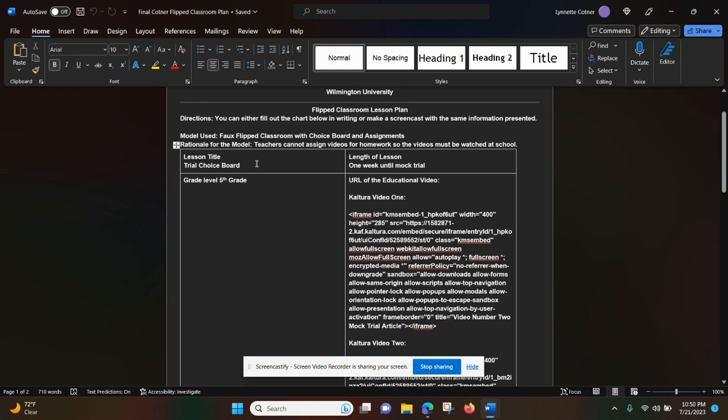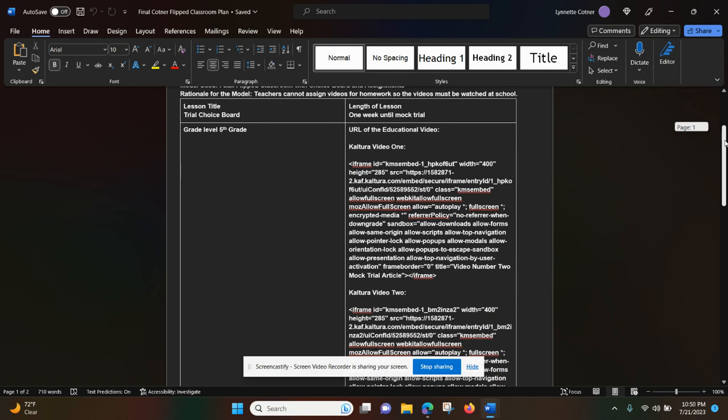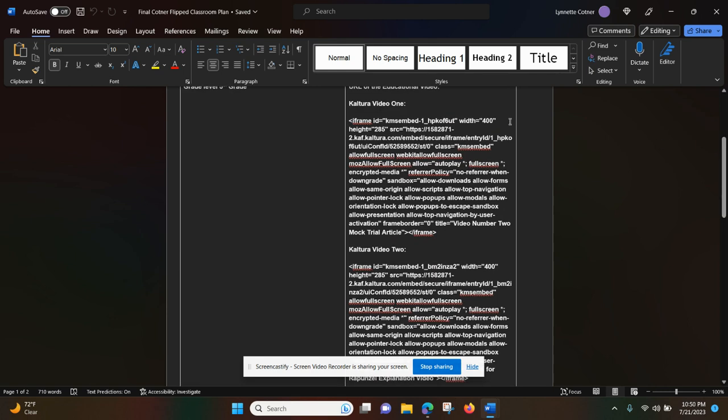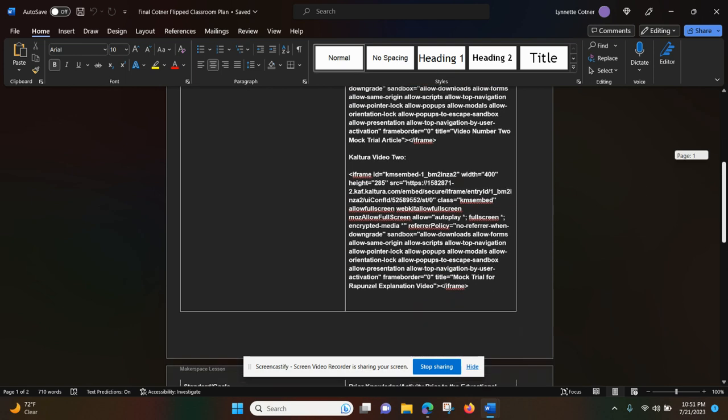They have a choice board involving trials and the legal system as far as the courtroom. And the length of the lesson is that they have this choice board for the whole first week to prepare for the second week, which will be the mock trial. There are two videos. They're both posted on Kaltura. One of them is an article that talks about the benefits of having a mock trial in school for students. And the other one actually goes over the mock trial that we will be doing as far as the Rapunzel case.